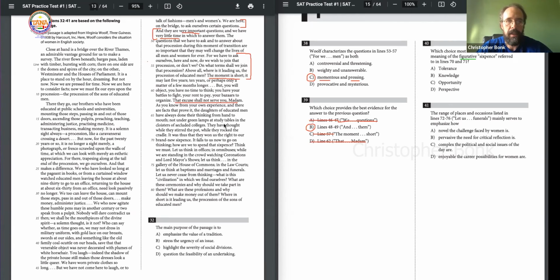So we read through it. They thought, well, they stirred the pot while they rocked the cradle. It was thus they won us the right to our brand new blank. Falls to us now to go on thinking, how are we to spend that blank? Think we must. So what's our context? Something has been given to them, and now they have a chance to do something with it, whatever that thing is. For what it's worth, a sixpence is literally a coin. None of our answers are really the same meaning as what a coin would be. But something has been given to them. They have a chance to do something with it.